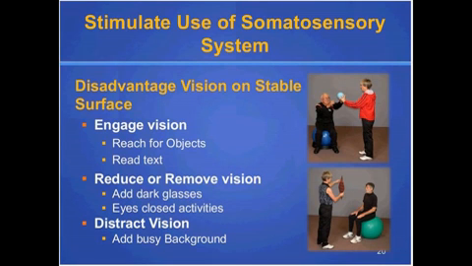We can also reduce or remove vision, as I indicated earlier, by asking an individual to wear dark glasses, and we can go to the full progression of asking the individual to close their eyes. We can also distract vision by adding a busy background, and here you see that a checkerboard pattern is being moved through the visual field of the older adult client, so that vision is now distracted, again forcing the use of the somatosensory system.